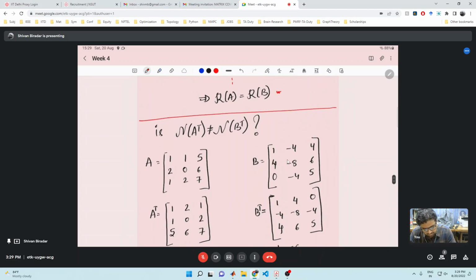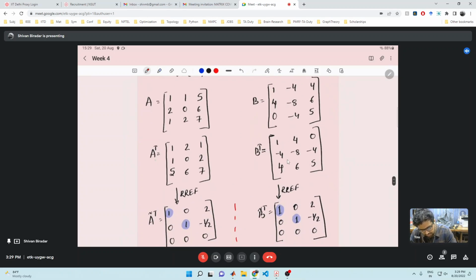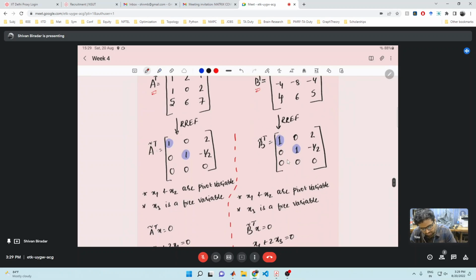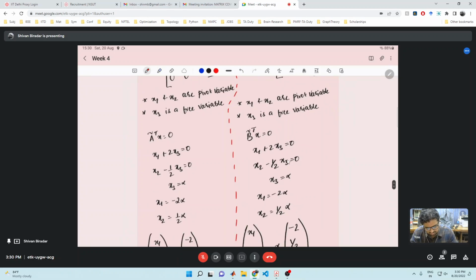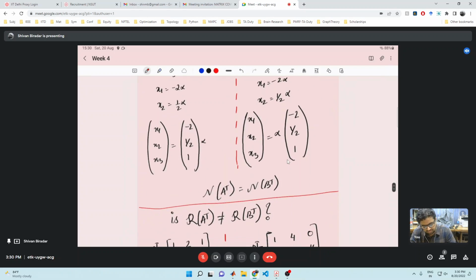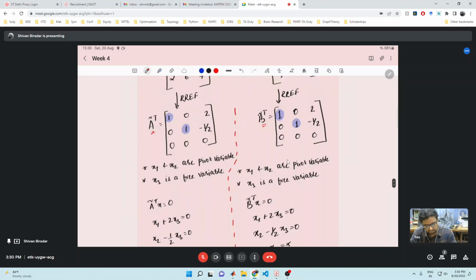Now, this part tells us to check whether the null space of A transpose is not equal to the null space of B transpose. Again, this is my A transpose, B transpose. These are my RREF forms. The same procedure, there is nothing different. We can see that the null space of A transpose and the null space of B transpose are equal. So this is also not true.